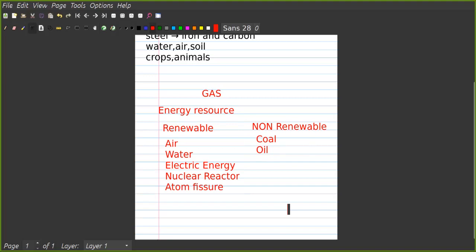And we convert energy by, for example, the microphone is converting sound waves to electric waves. We're converting our food to energy. We transform coal into fire, oil into fire, air into energy, and so on.